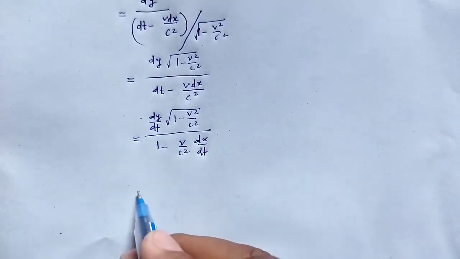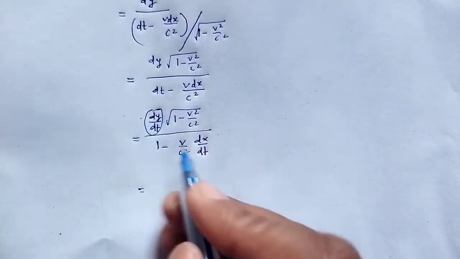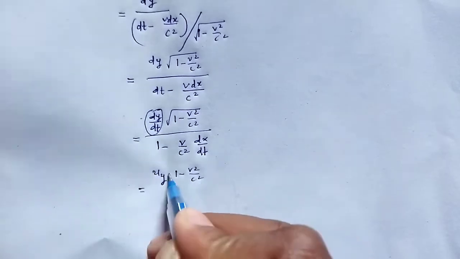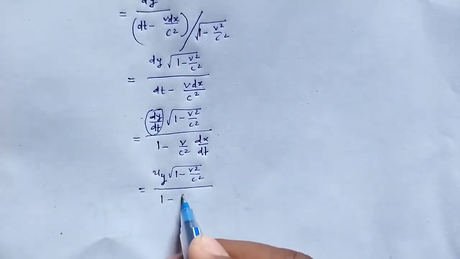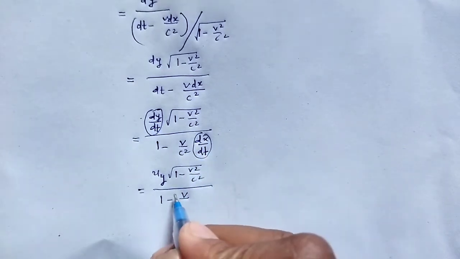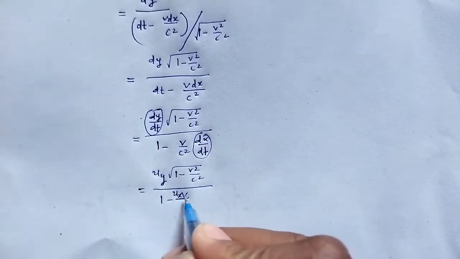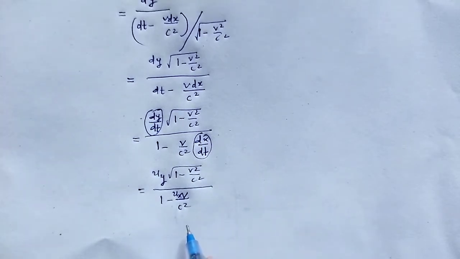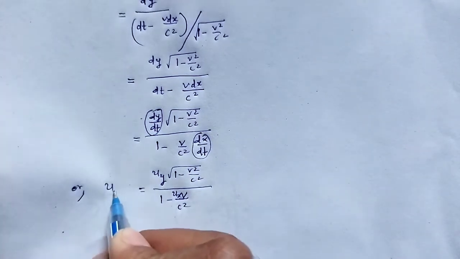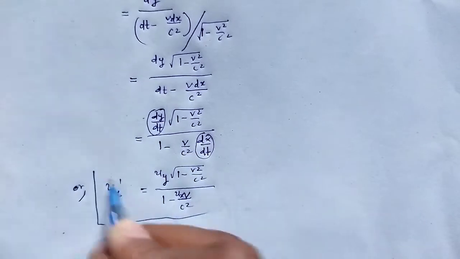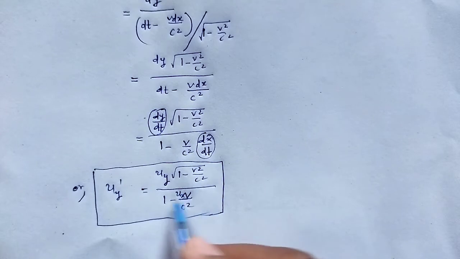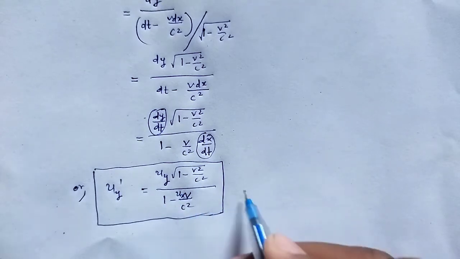Putting the values, dy by dt, that is uy, square root of 1 minus v square by c square divided by 1 minus v by c square dx by dt, where dx by dt is equal to ux, that is 1 minus ux v divided by c square. This is the value of uy dash: uy into square root of 1 minus v square by c square divided by 1 minus ux v divided by c square.